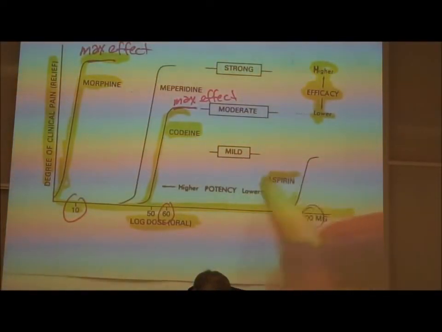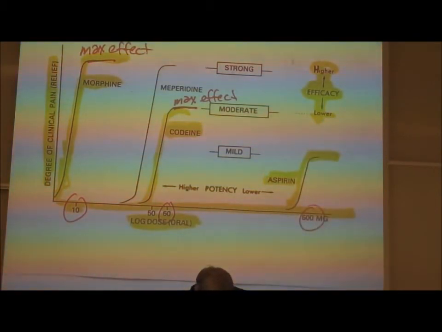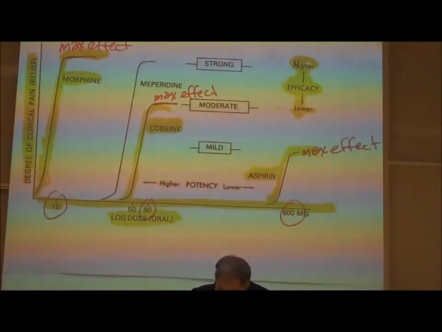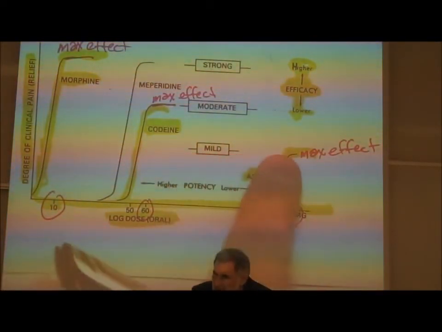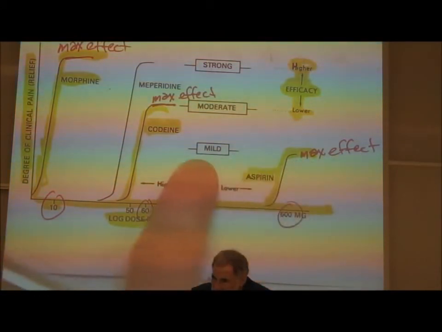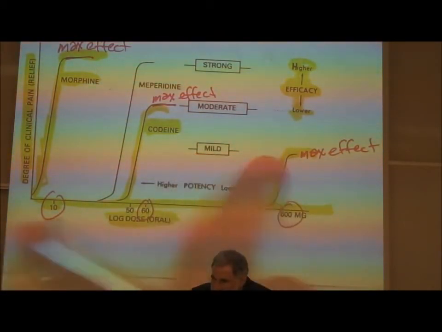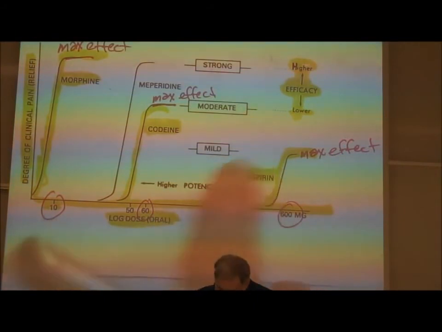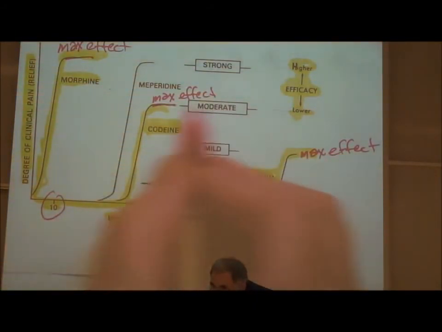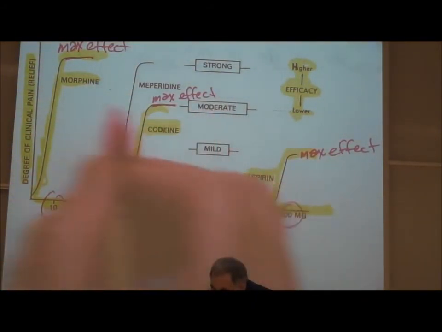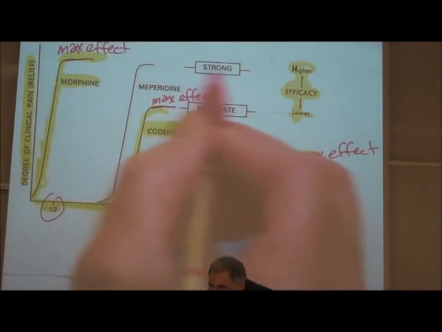And then, way over here is aspirin. This is aspirin's maximum effect in pain relief. So we say that aspirin provides mild pain relief. Aspirin provides a mild degree of pain relief. Codeine will provide a moderate degree of pain relief. And morphine provides strong pain relief.